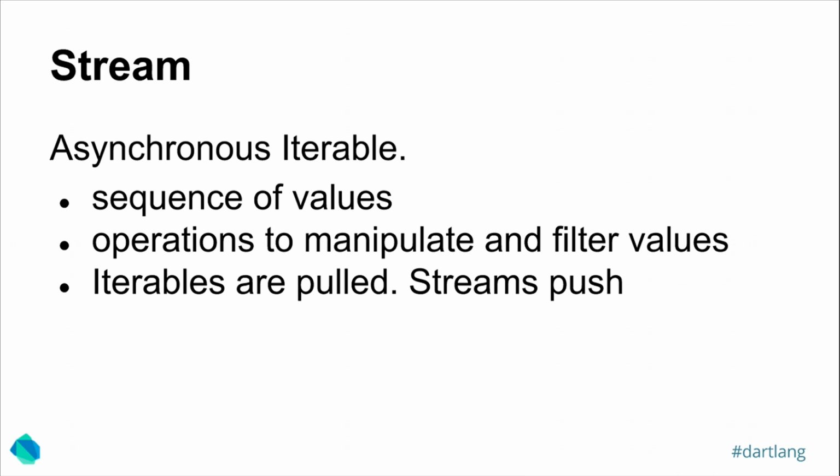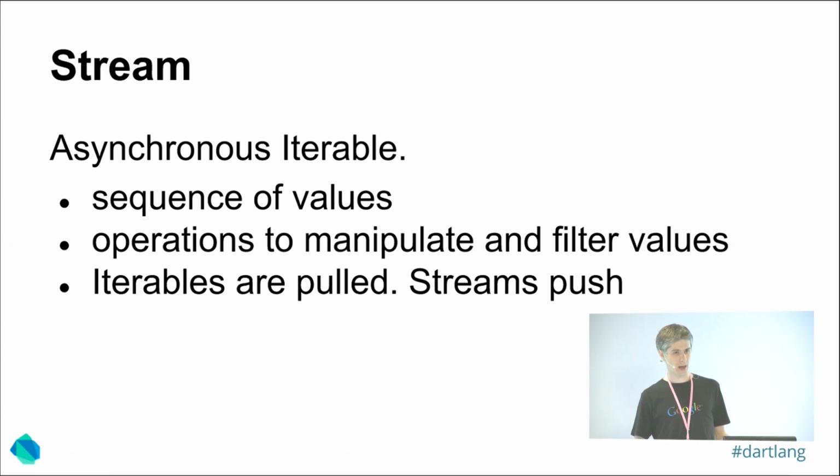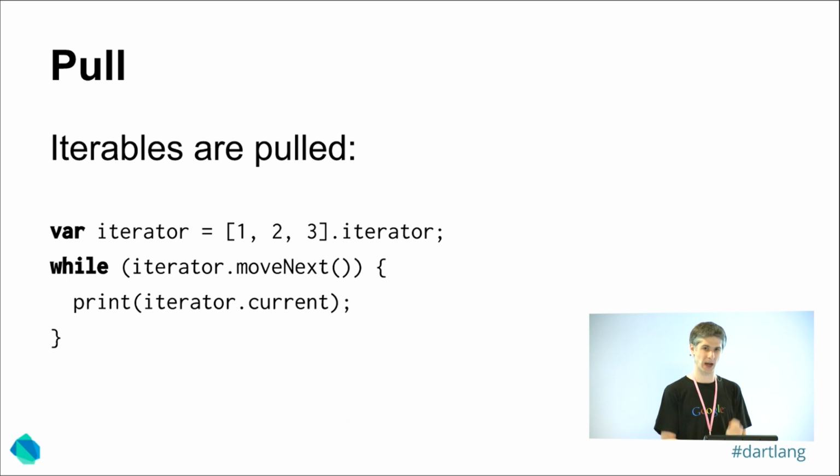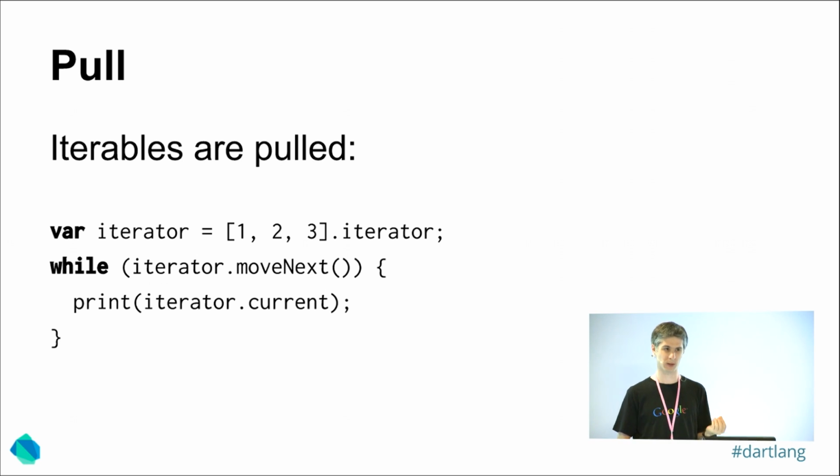The stream, on the other hand, is the asynchronous iterable. As I said, we have the duality between single value and multiple values, so the stream is the asynchronous iterable. We have a sequence of values, and we have operations to manipulate and filter those values, just the same as in iterables. The main difference is that iterables are pulled and streams are pushed. What I mean is that when you have an iterable, in order to get the next value, you really have to do something. You have to say, I want to move to next, I want to get the current. So you are the one in control.